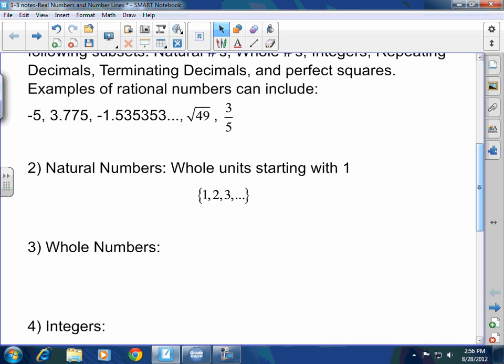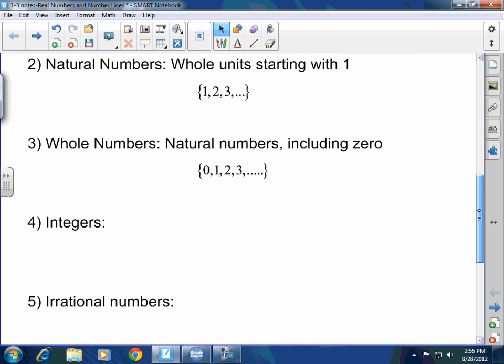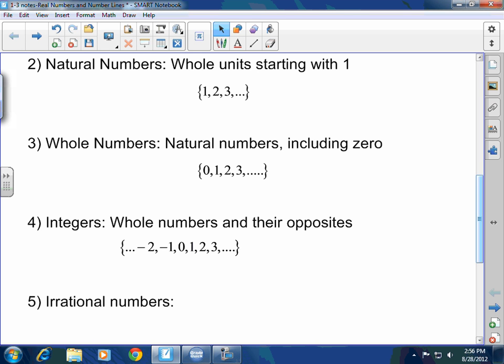Whole numbers. Whole numbers are the natural numbers including 0, so they would include 0, 1, 2, 3, 4, etc. Integers. Integers are whole numbers and their opposites. So that would be 0, 1 and -1, 2 and -2, 3 and -3, etc.